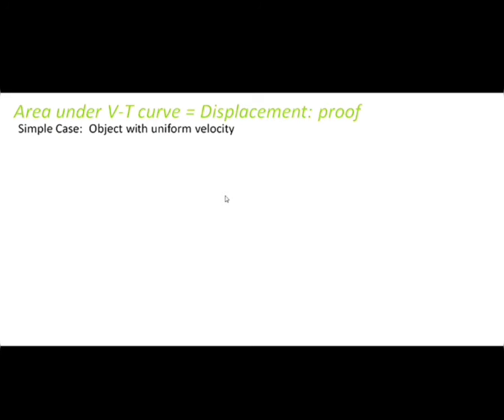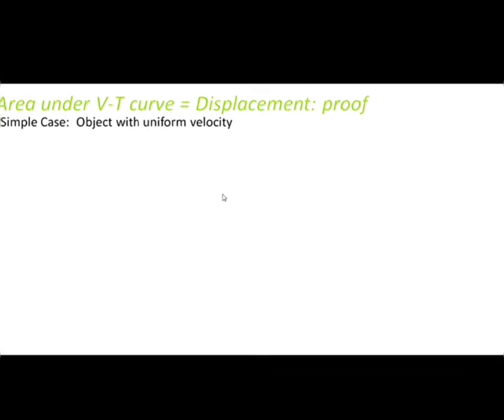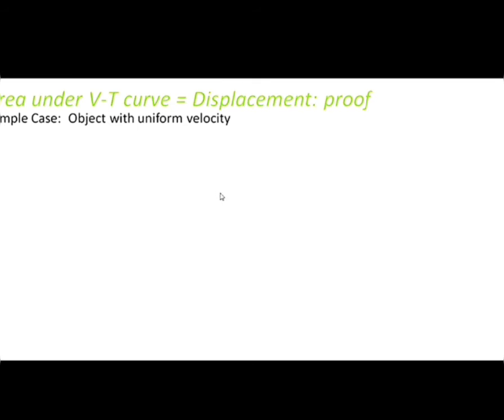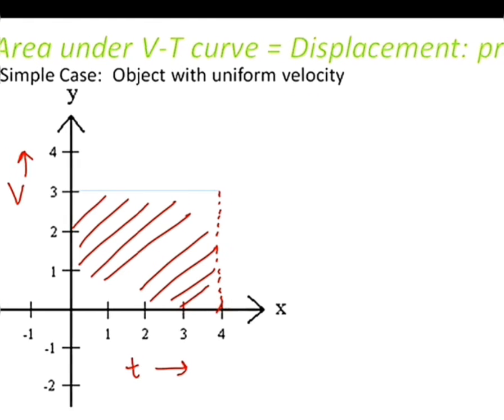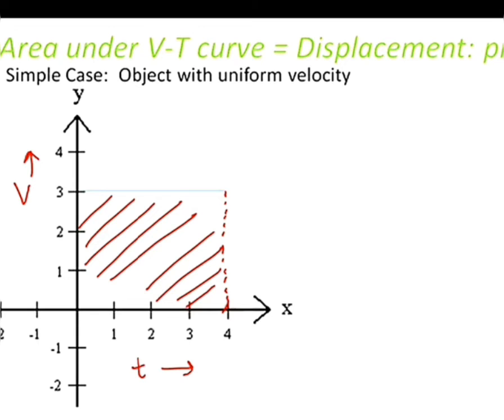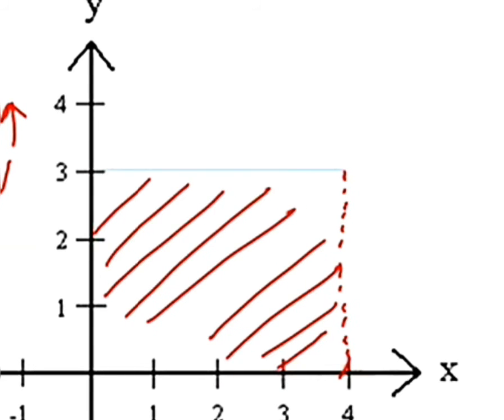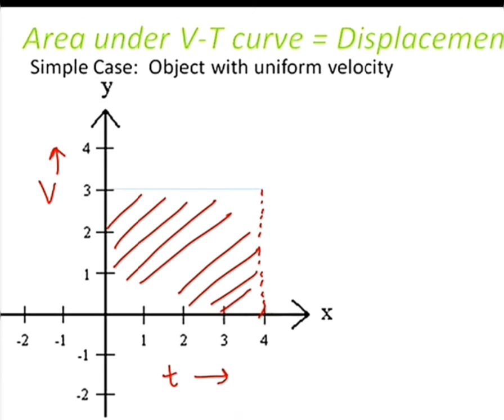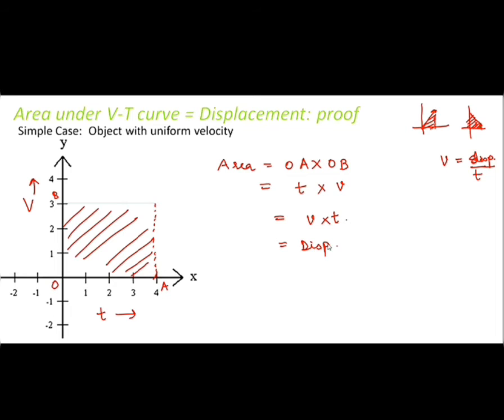Okay, now let's take the simple case where the object is moving with uniform velocity. So how would the graph look? So this is our graph. Say the object is moving with a uniform velocity of 3, that means velocity is constant with time. This is how your graph looks, right? Now the area under this velocity time curve would mean this area which is shaded by the red lines, right? What would be this area? This figure is of the shape of a rectangle. So this area will be the area of a rectangle, right?